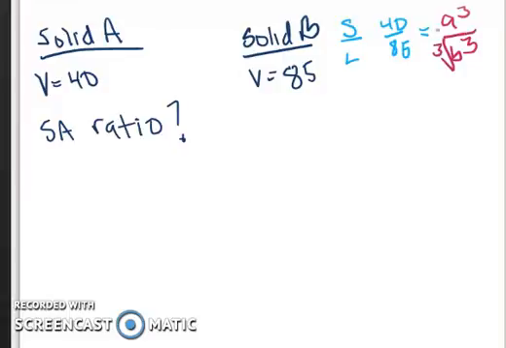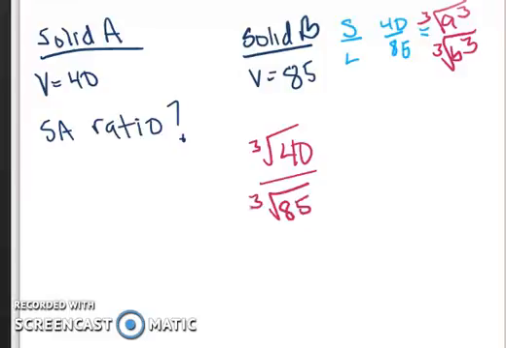So we have to take the cube root of these numbers, which is not an easy task to do. If you do this properly, we're just going to have to do most of this in our calculator. So I'm going to use the cube root on my calculator. The cube root of 40 is approximately 3.41, and that's going to be over the cube root of 85, which is approximately 4.39.